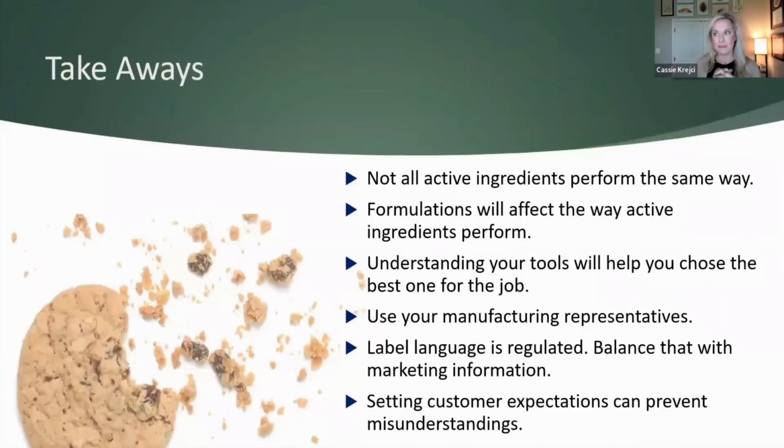So today's takeaways. I say it so many times, not all active ingredients perform the same way. It's really important to look at not just classes of chemistry, not just the line of active ingredient, but the classes and how they interact with each other. And secondarily, how the formulations affect the way the active ingredient performs. Understanding your formulation and what you're trying to do is just as important as choosing the right active ingredient for the job. Overall, understanding the tools helps us choose the right tools for the job.